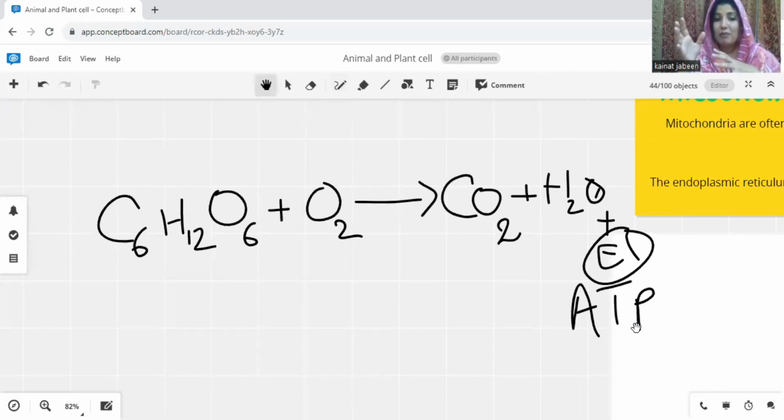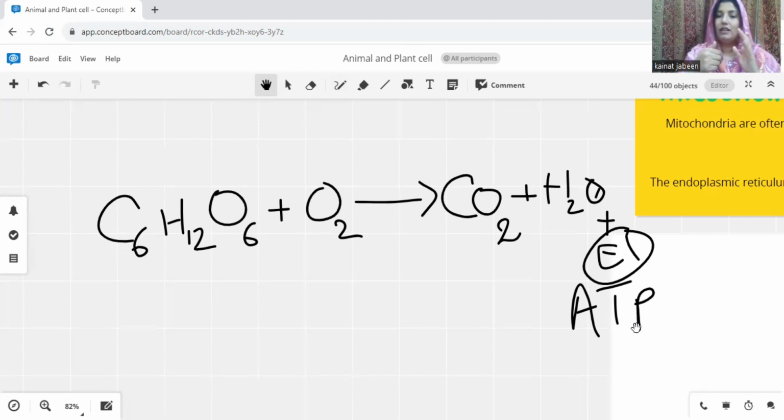So what is going to happen in the respiration process? In the mitochondria of the cell, glucose is already present. When we breathe in oxygen, glucose and oxygen react with each other and they produce carbon dioxide gas that we are going to exhale out, water and energy in the form of ATP.